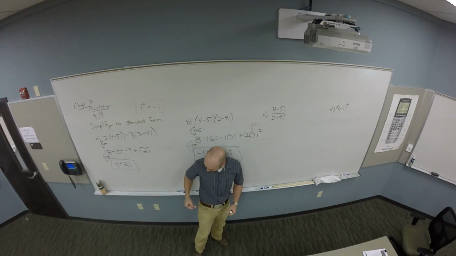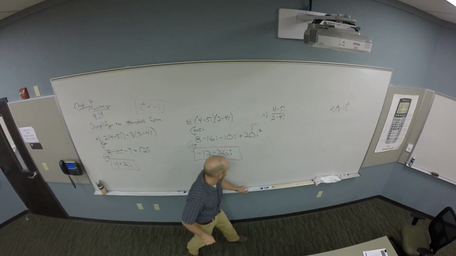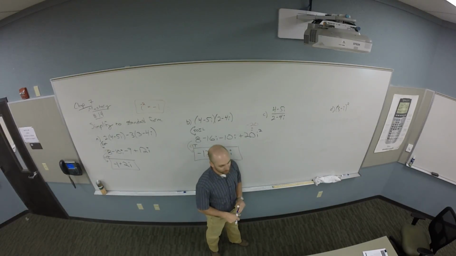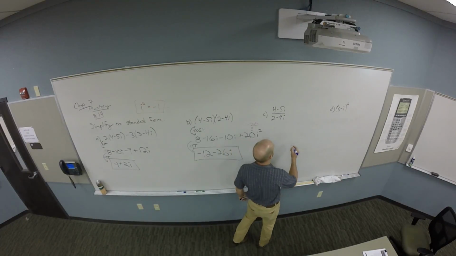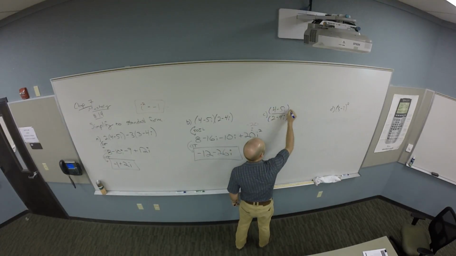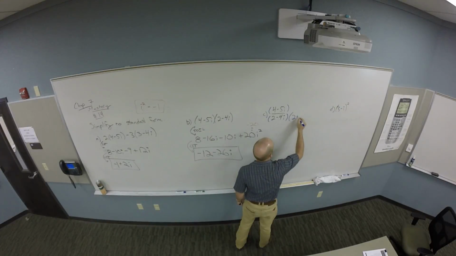So I might remember that there's this thing called the conjugate. So what's the conjugate in this case, and which am I looking for, top or bottom? Bottom's conjugate. So what's the conjugate of the bottom in this case? 2 plus 4i. Okay, so I'm going to multiply by 2 plus 4i on the bottom.